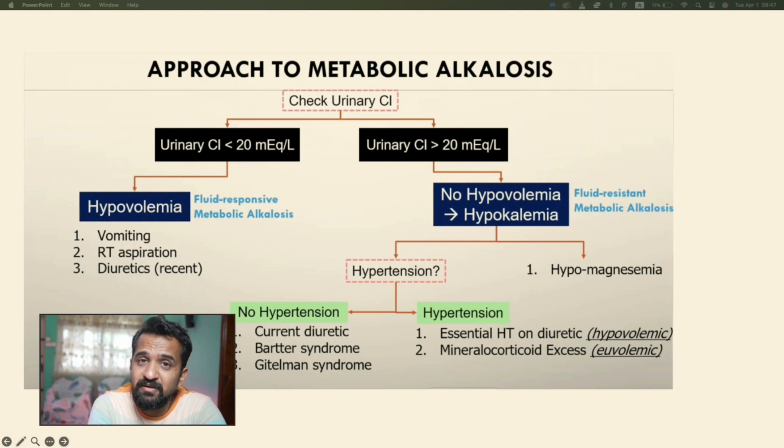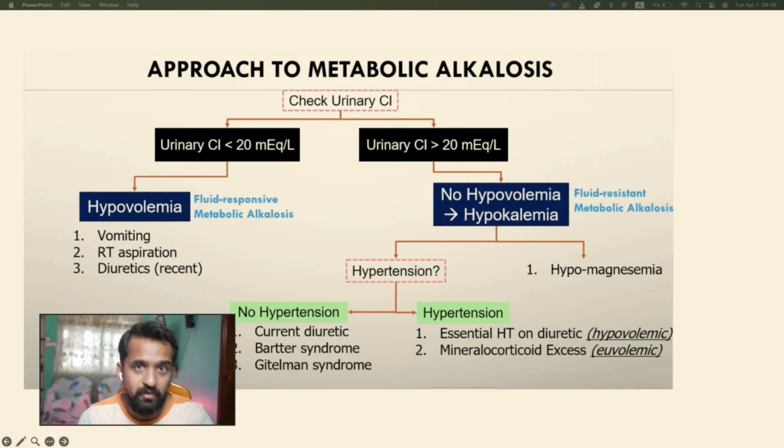Do you know how many times the nurses are aspirating the contents of the gut and then throwing it away as well? This itself causes a lot of hypovolemia in ICU patients. Diuretics, if it's a recent use, can cause hypovolemia, and the urine chloride will be low. Okay? When urine chloride is high, most of the time it means that there is no hypovolemia, and the patient will have hypokalemia. These patients are usually fluid resistant.